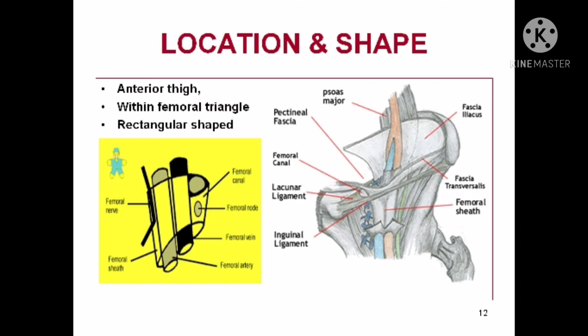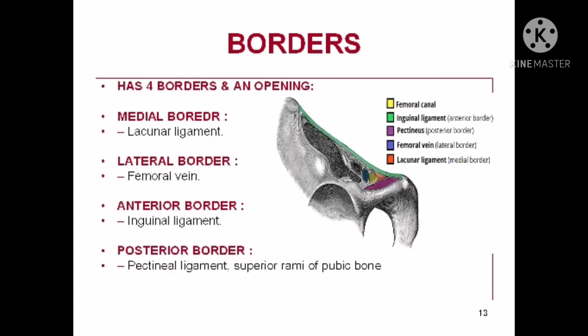The location and shape of the femoral canal. It lies in the anterior thigh within the femoral triangle, and it is rectangular in shape. The femoral canal has four borders. Medially, the lacunar ligament; laterally, the femoral vein; anteriorly, the inguinal ligament; and posteriorly, the pectineal ligament and the superior rami of the pubic bone.